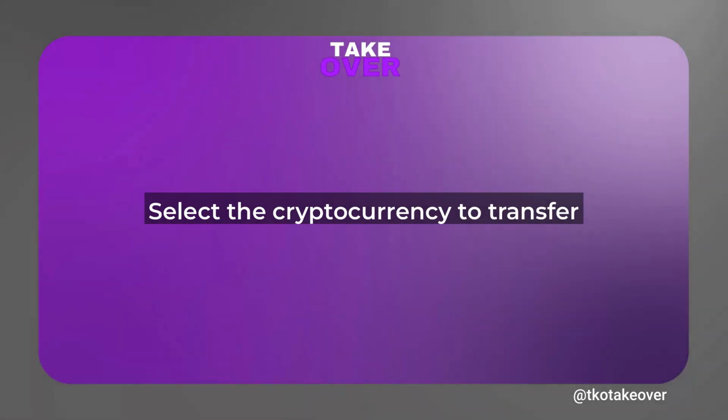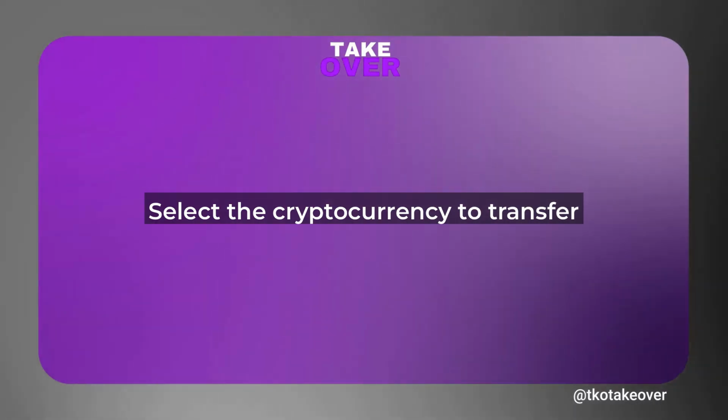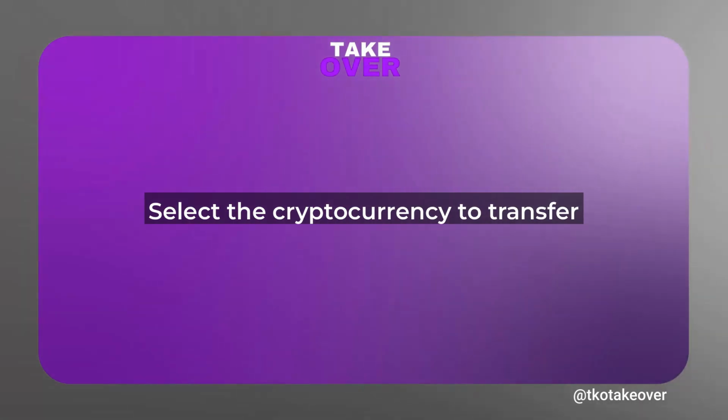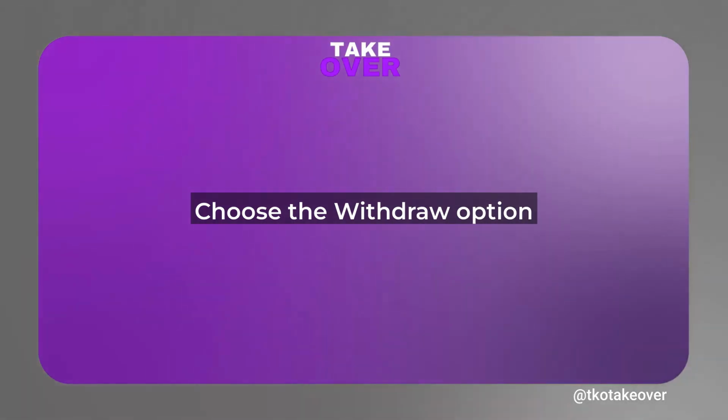Once you're in, navigate to the Wallet section. This is usually found in the top menu or by clicking on your profile icon. Here, you'll see a list of all your assets. Select the cryptocurrency you want to transfer, for example, let's say Bitcoin.